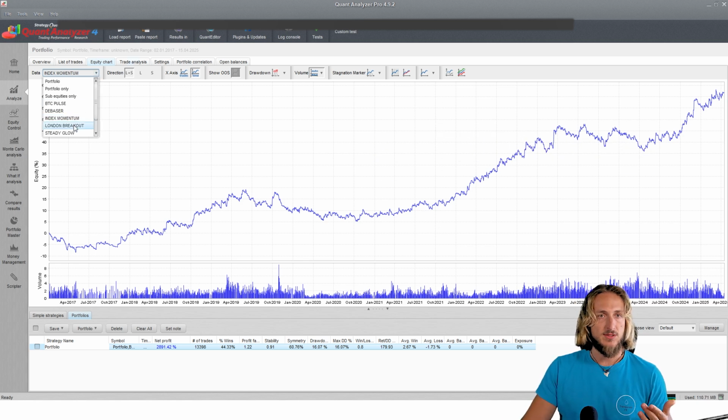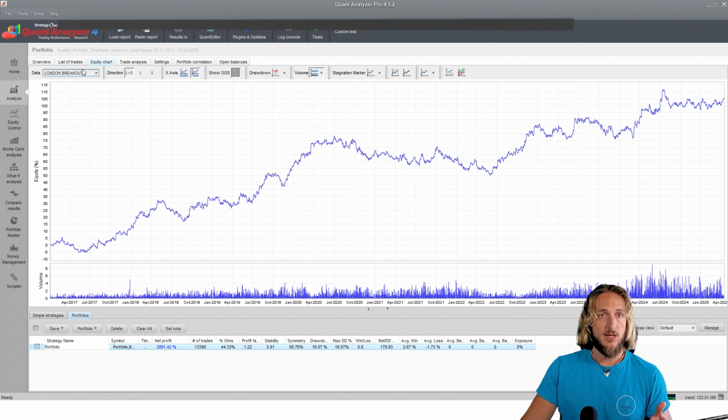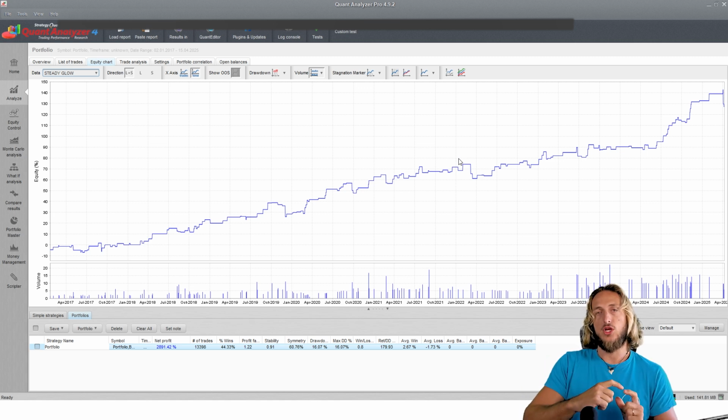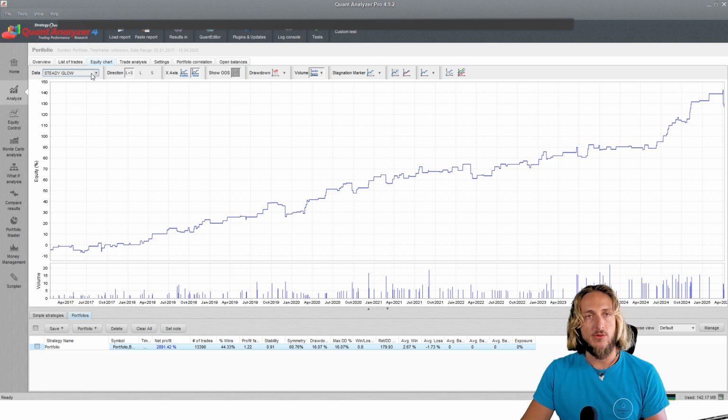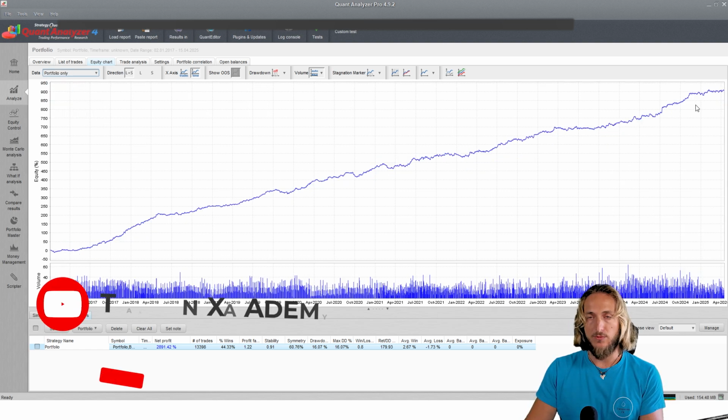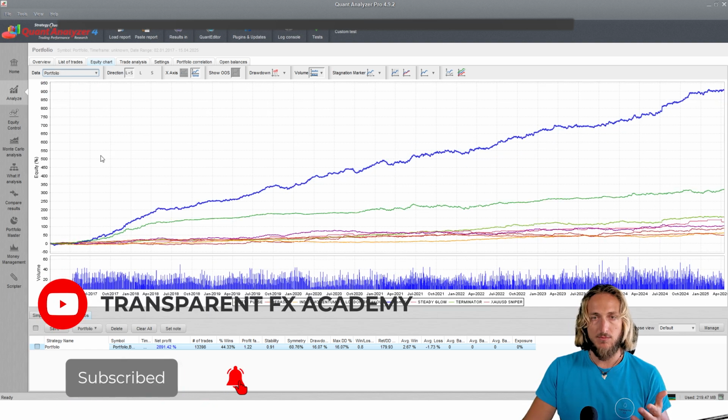So while this one is flat, the other one is gaining. Like, for example, let me see, this one here. Like, for example, here, this one is actually gaining. So while that one is losing or flat, this one is gaining. So essentially this smoothens out the portfolio. This is the line of the portfolio, which is the sum of all these other strategies together.